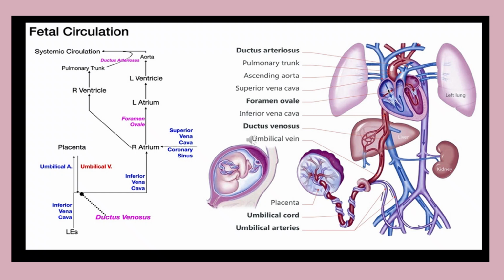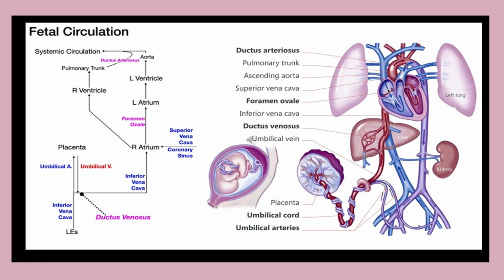Here we'll see the basic anatomy and physiology of fetal circulation. This has 4 temporary structures. First one is ductus arteriosus. This ductus arteriosus is a temporary opening which is between the pulmonary trunk and aorta.